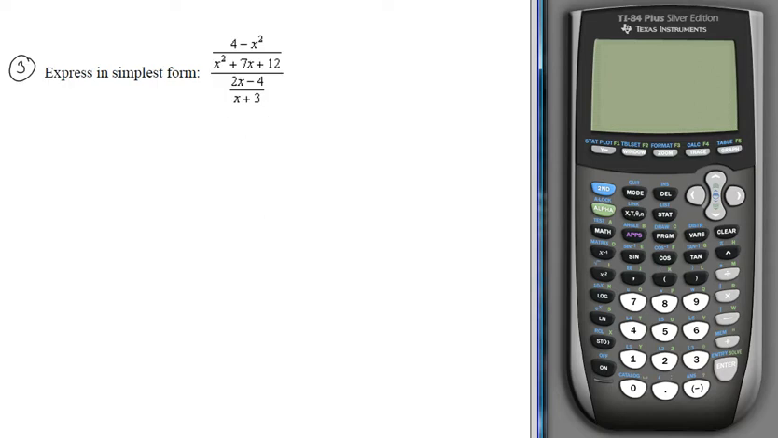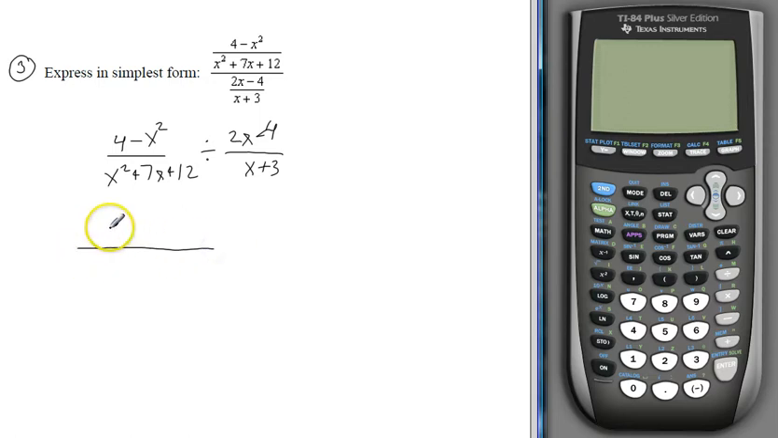Let's try it again. With this one, I don't like to do it this way. What I like to do is change it to a division problem: 4 minus x squared over x squared plus 7x plus 12, divided by 2x minus 4 over x plus 3. And if you remember, when we do division, you flip the one after the division sign, then factor, cancel, clean it up. So I'm going to factor, cancel, clean up as I go.